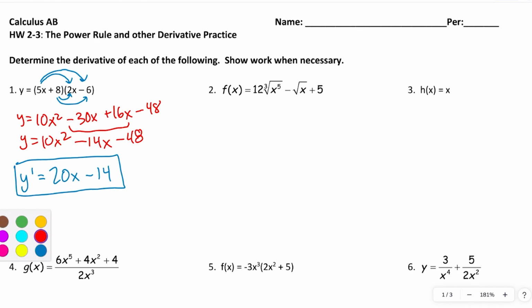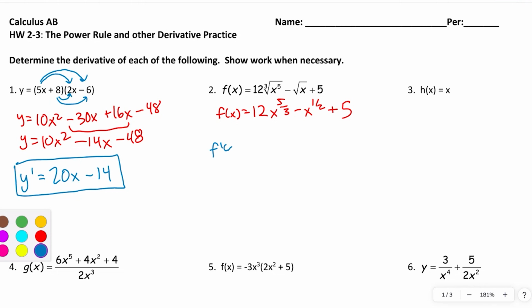Number two, I'm going to rewrite these square roots as, or not all square roots, but all the roots, all these radicals, as rational exponents. So f of x equals 12 times x to the power of 5/3 minus x to the power of 1/2 plus 5. And I can just go ahead and use the power rule.